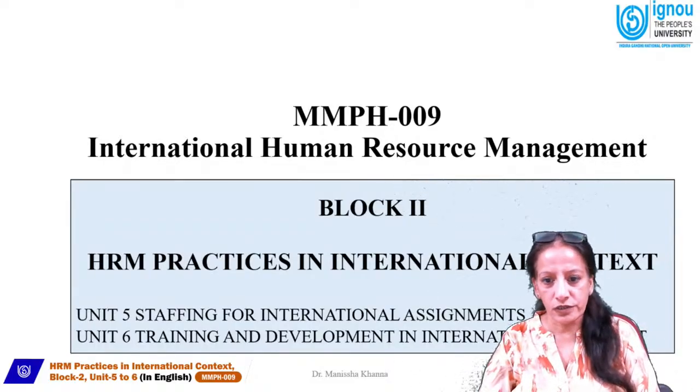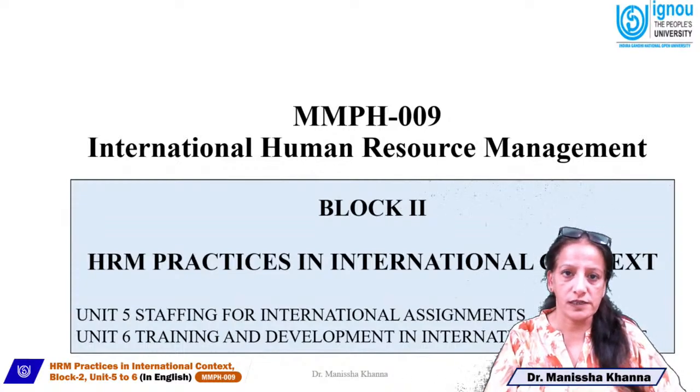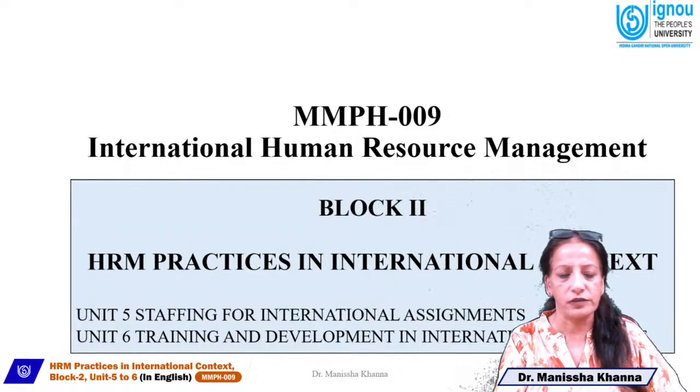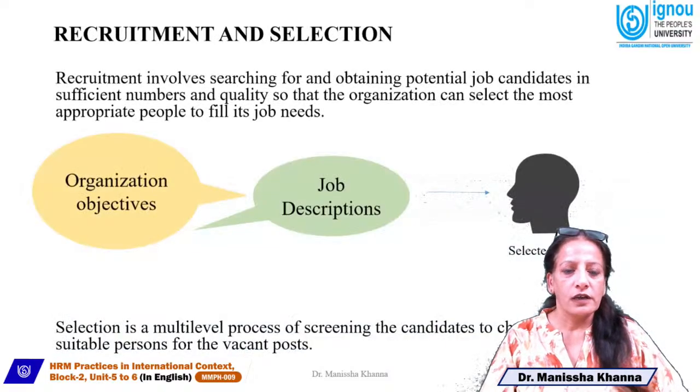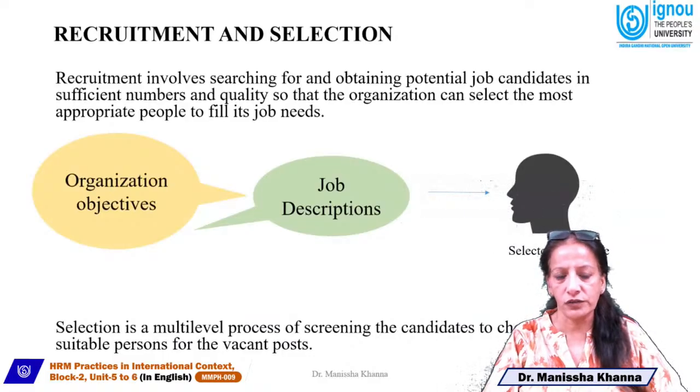There are two units in Block 2, that is Unit 5, Staffing for International Assignments, and Unit 6, Training and Development in International Context. So we'll discuss these and learn about these two units. Let's first talk about Unit 5, that is staffing in international context. So staffing is all about recruitment and selection.